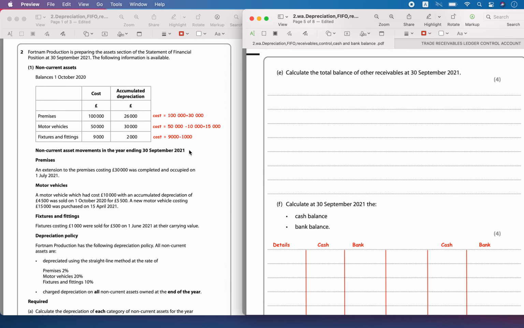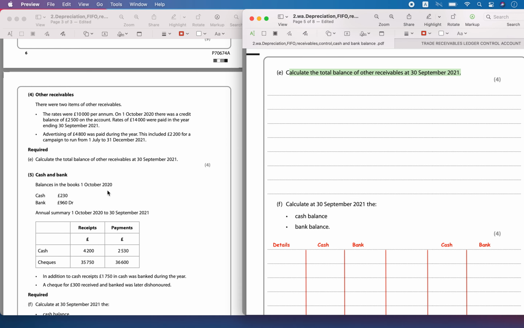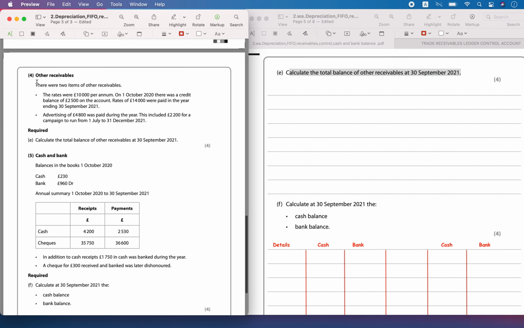Hello, we are solving Jan 2022 paper question number 2 part E. Calculate the total balance of other receivable on 30th September 2021. So the information regarding this is given in the fourth part. Here it says that other receivables. There were two items of other receivables. One was the rates and the other one was advertising.